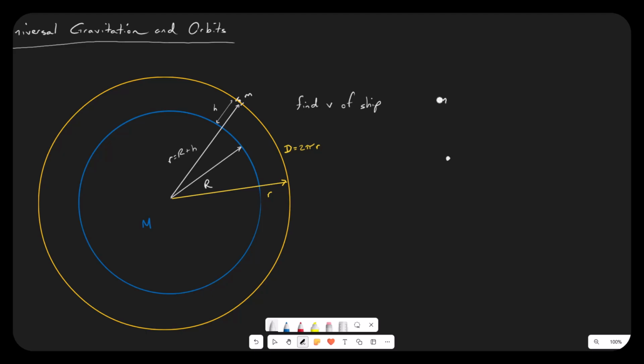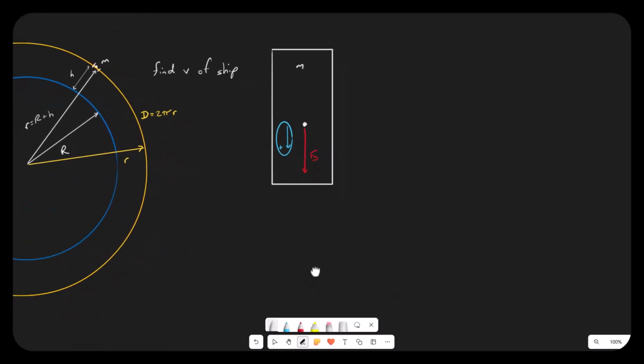So here's my mass. It feels a force of F gravity, and that's the only thing that it feels. So I'm going to call that my positive direction. When I write my sum of forces equation, it's going to be really simple. My sum of forces is Fg. Sum of forces equals mass times acceleration. So that's a good start.